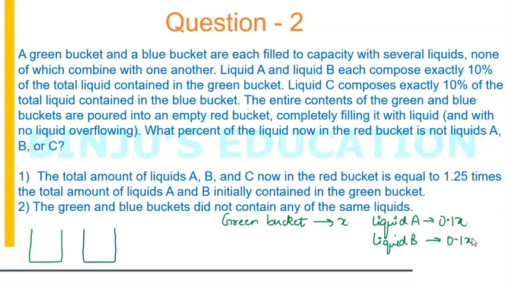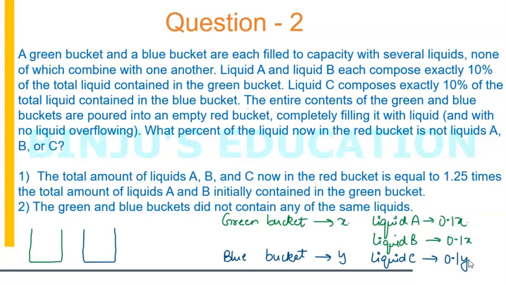Liquid C composes exactly 10% of the total liquid contained in the blue bucket. Okay, so if we talk about the blue bucket, now we do not know what the capacity is, neither is it given to us whether the capacities in the two buckets are equal. So we will consider the total capacity of the blue bucket to be Y, and the liquid C in it, let's consider it to be 0.1y.